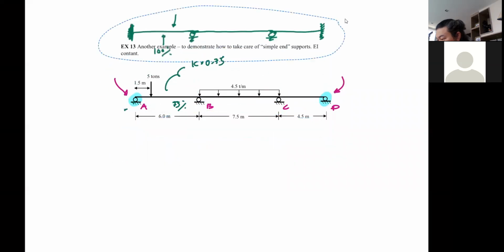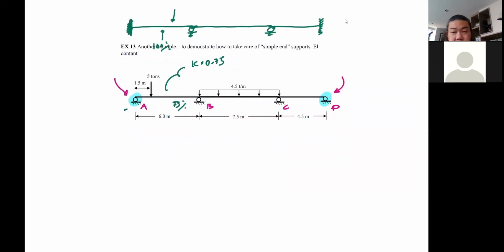On top of that. Okay, so you can see that we now have a weaker structure due to the presence of the simple end support. So I'll try to find some space and develop my relative stiffness, which is step number 1.